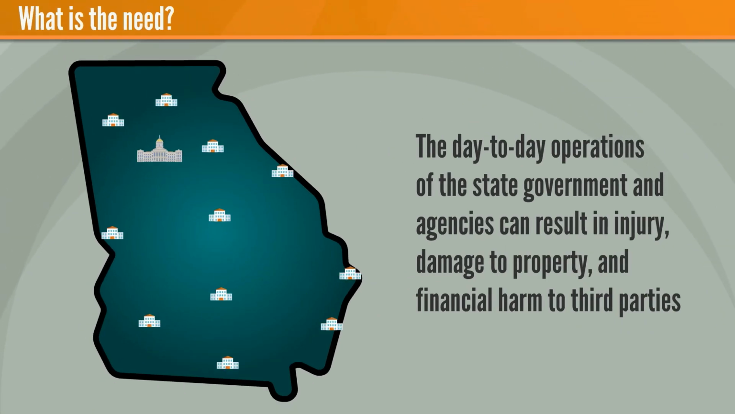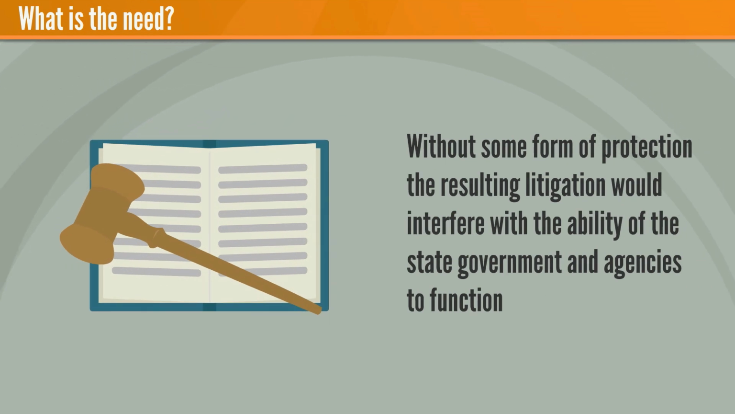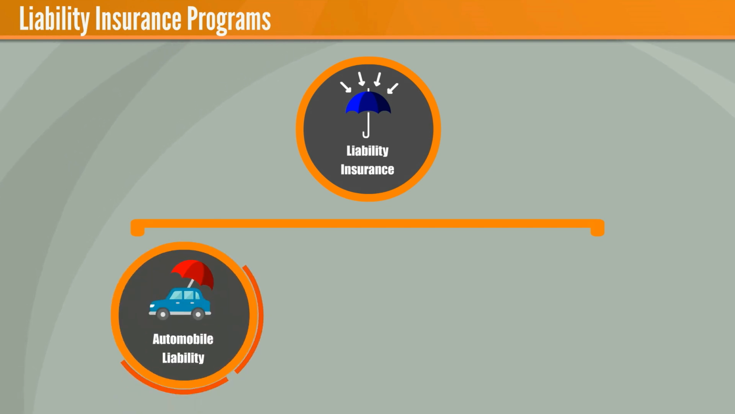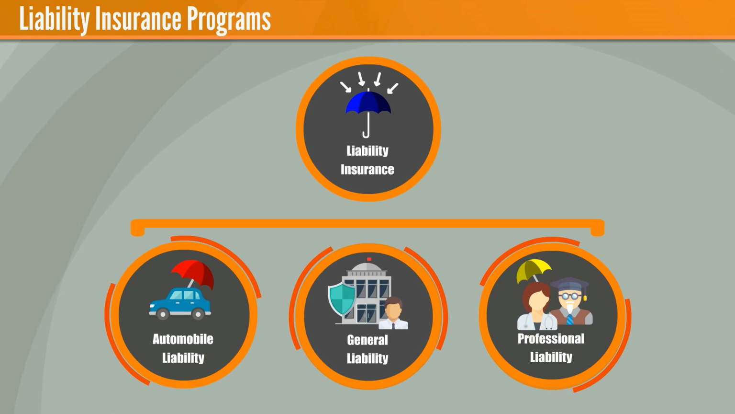The state government and its agencies interact with the public throughout the state. Naturally, things can happen during day-to-day operations which result in injury, damage to property, and financial harm. Without some form of protection from the resulting litigation, the function of the state government and its agencies would be seriously impacted. So the state government has established the liability insurance programs to provide this protection. The three programs we will cover in this video are automobile liability, general liability, and professional liability insurance.